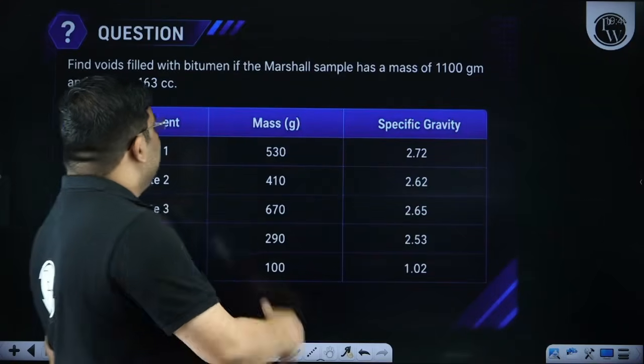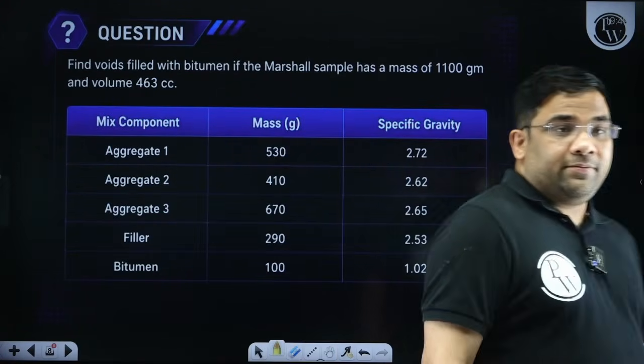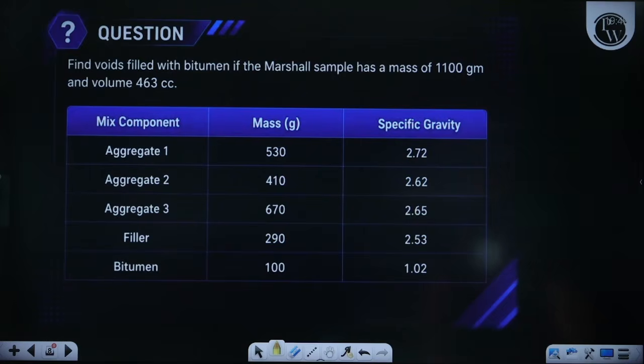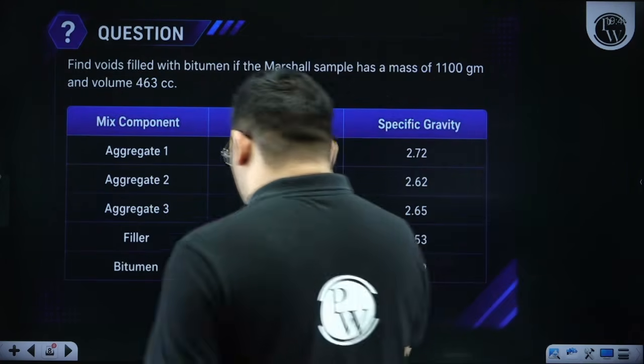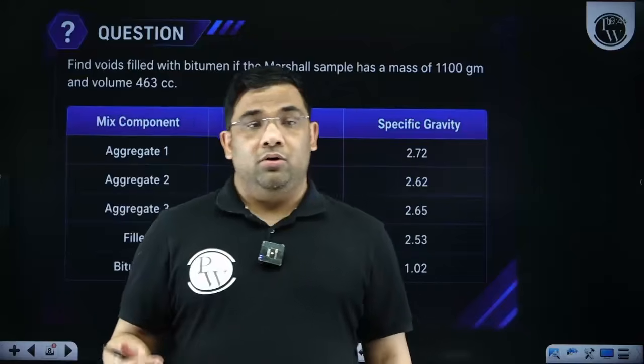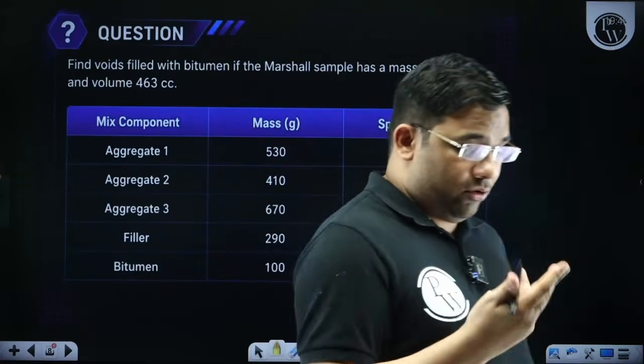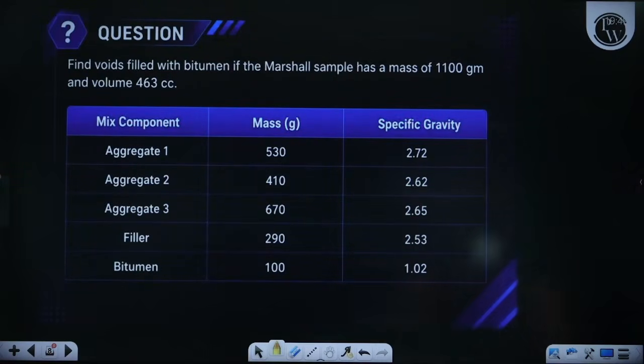You see in this question what is given? The different aggregates are given. Aggregate 1, 2, 3, some will be coarse, some will be fine, but they're just given 1, 2, 3. Their masses are given and the specific gravities are given. Filler or sand mass is given, the specific gravity is also given. Bitumen mass is given and specific gravity is given. Now from this mix, we will prepare a sample known as a Marshall sample, because Marshall derived all this formula. So this is known as Marshall mix design, or the Marshall method of finding out all the voids. The sample mass is 1100 and volume is 463.